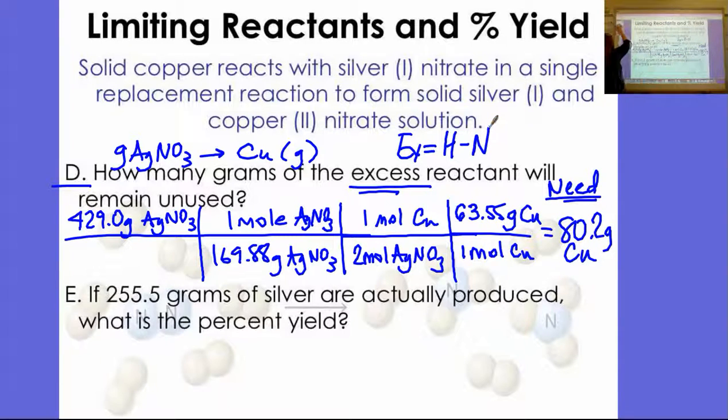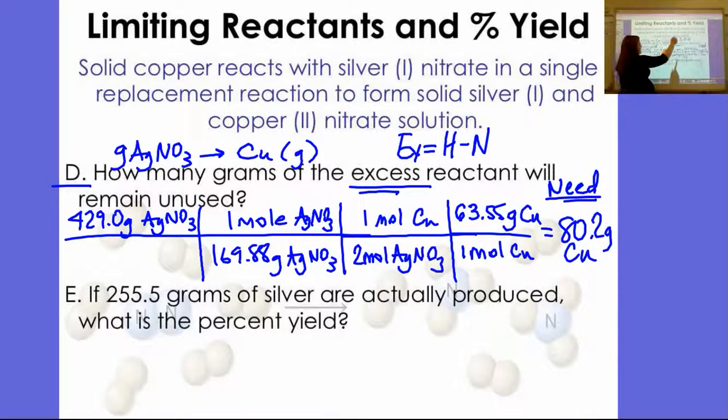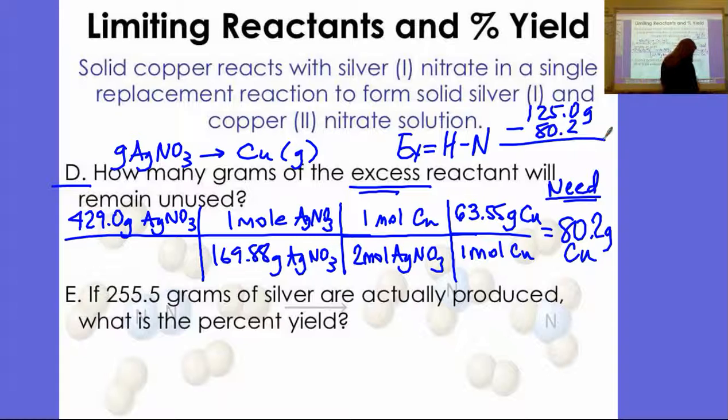Going back to part B, I have 125 grams of copper total. 125 grams total, but I only needed to use 80.2. That tells me I have about 44.8 grams of leftover extra.